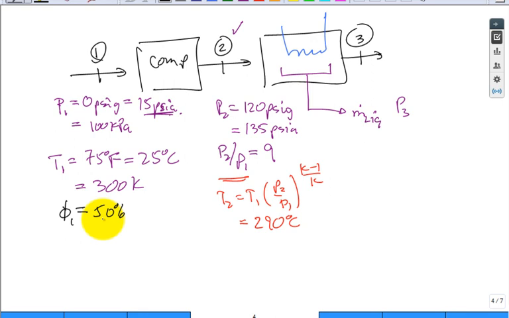You know, you can calculate omega 1. You could do a pretty good job of just reading it off the chart. How many people would know what omega 1 is just off the chart? 25 C, 50% relative humidity. We don't want it to 3 digits. We just want it to 1 or 2. What do you get for omega 1?